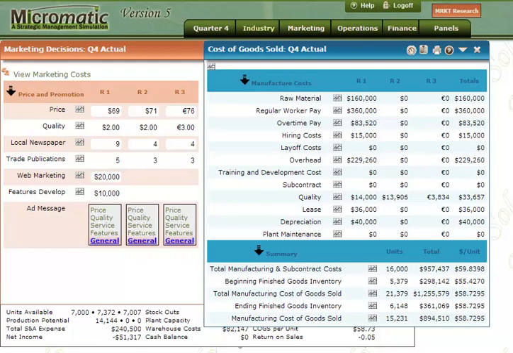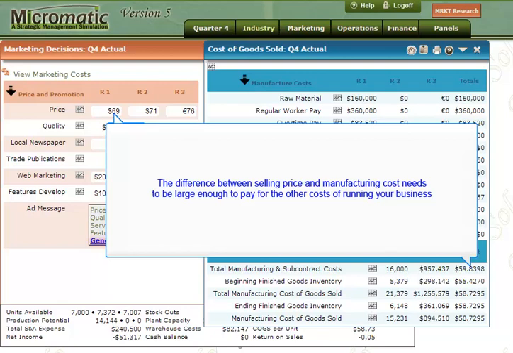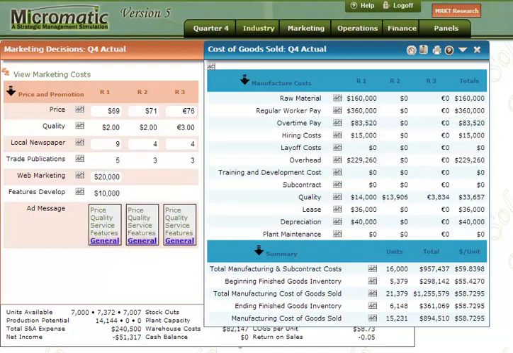Most likely, your situation will not be that dire. But if the difference between your price versus cost per unit is only a few dollars, you will have a tough time being profitable. Why? Because you need to generate enough excess funds after paying your manufacturing cost to be able to cover the other costs of running your business, such as marketing and warehouse expenses.